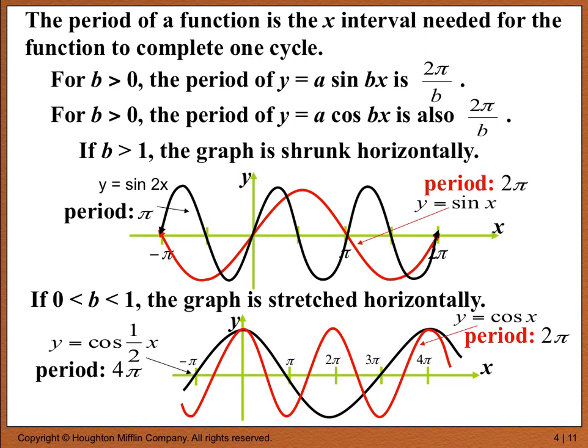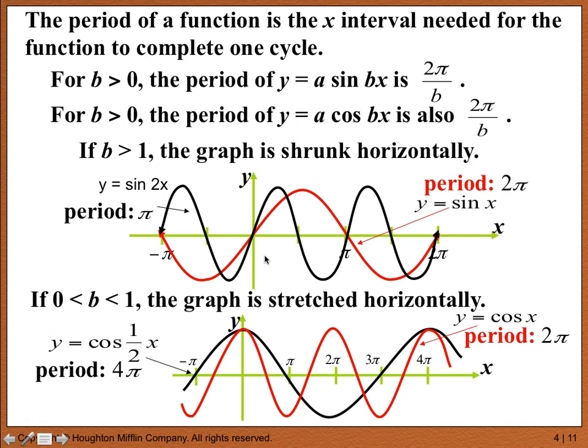And notice that 2 pi over 1/2 equals 4 pi. 2 pi divided by 1/2 is 4 pi. And that's my 2 pi over b. Okay, so make sure that you understand horizontal shrink and horizontal stretch before you go on to the next screen.